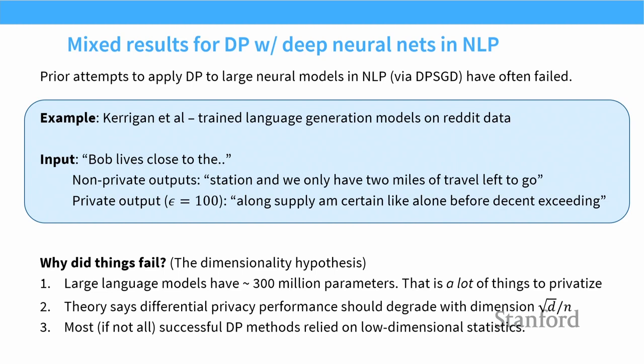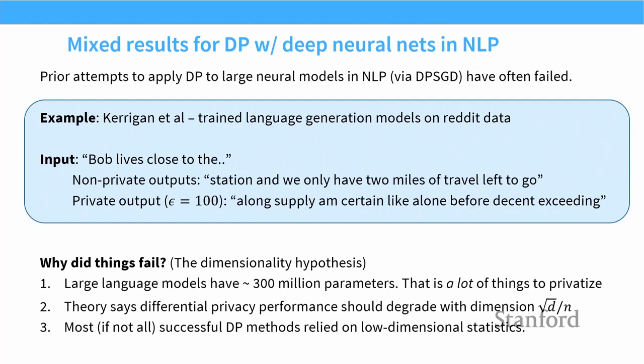That is incredibly strong. And prior attempts at applying differential privacy to natural language processing were kind of a complete failure. I just want to give you a funny example here. This is an example from, I think, 2 years ago now, Kerrigan et al., that tried to build a language generation system using Reddit data privately. This is an example: Bob lives close to the, and if you have a non-private system, you'll get a pretty reasonable output, like lives close to the station and so on and so forth. If you use a private system, you get complete garbage. This is not even reasonable English if you look at the continuation over here.